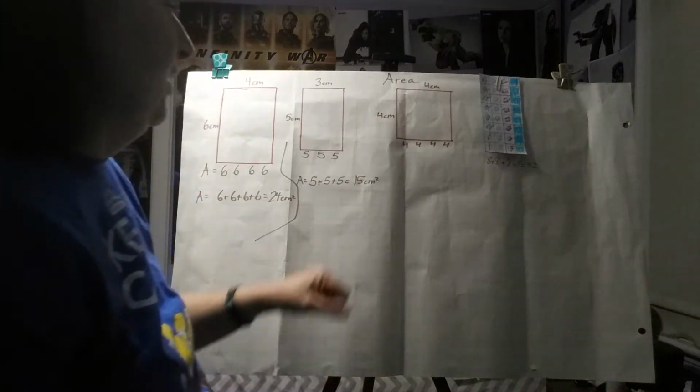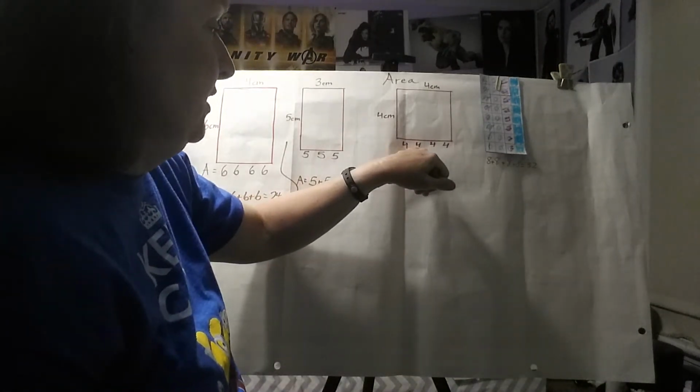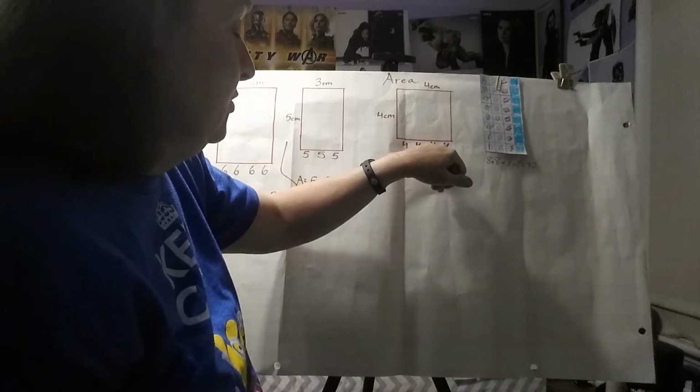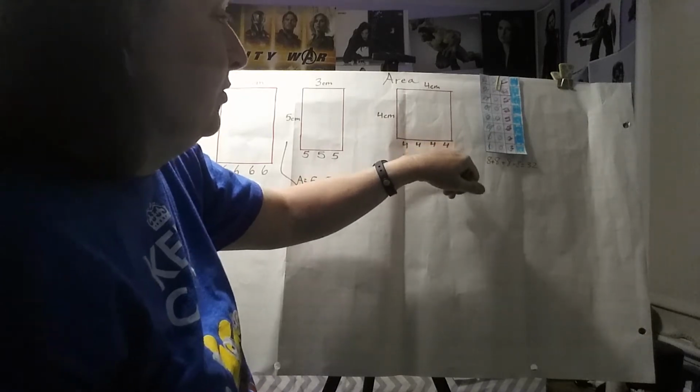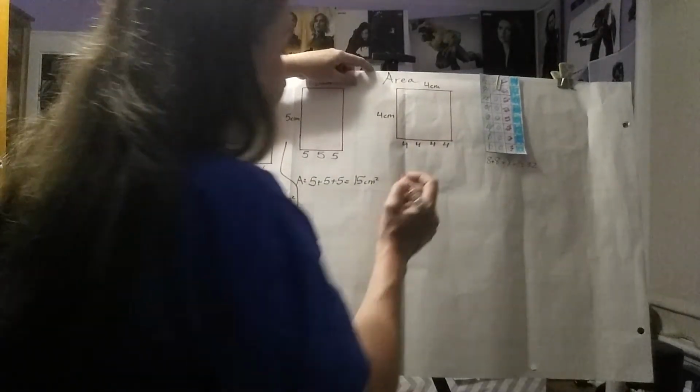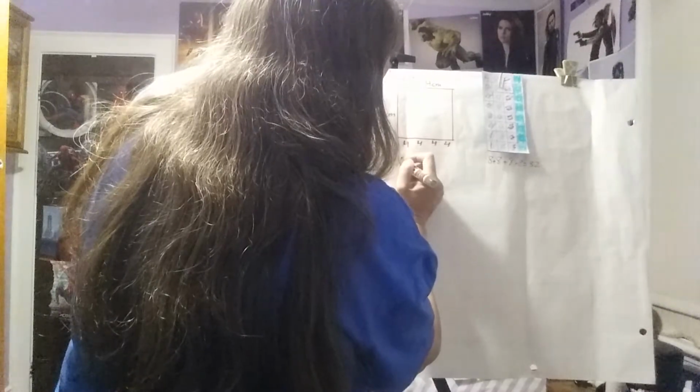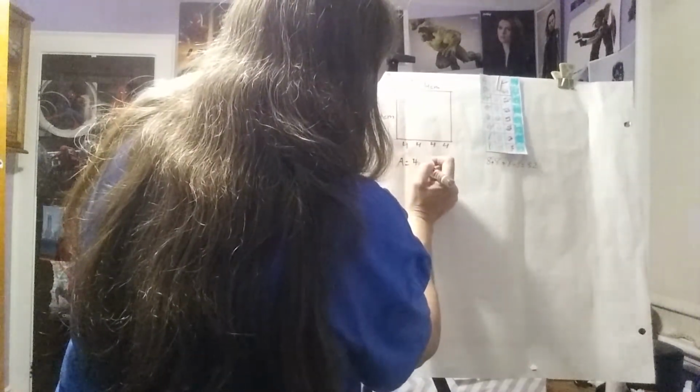We could almost add these in our head. 4 plus 4 is 8. 8 plus 4 is 12. 12 plus 4 is 16. So I'm going to add up my 4s.